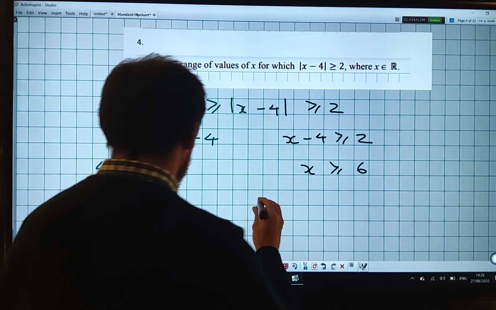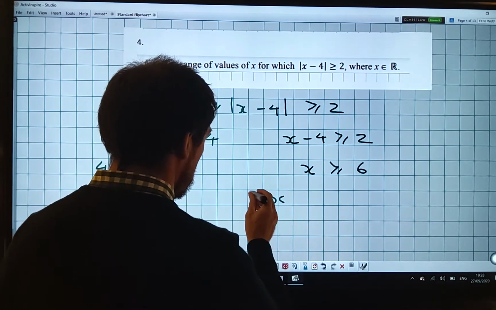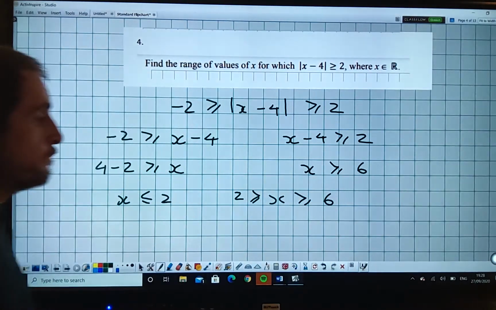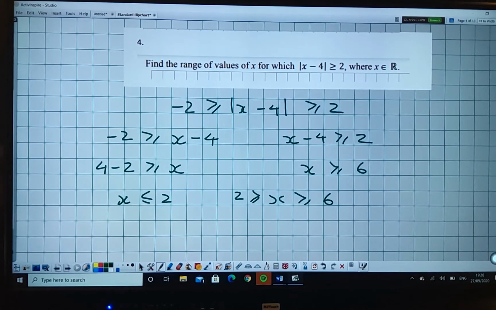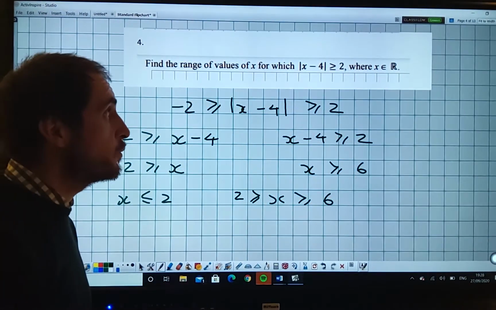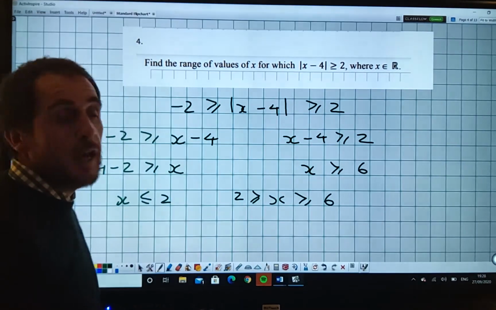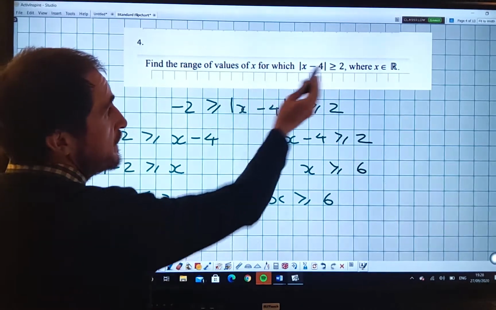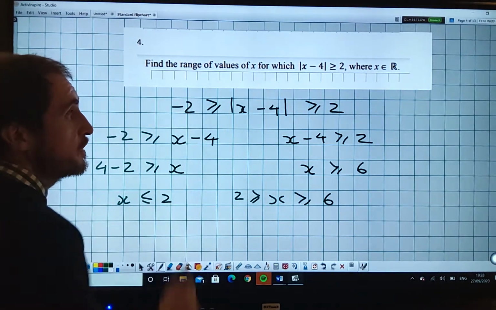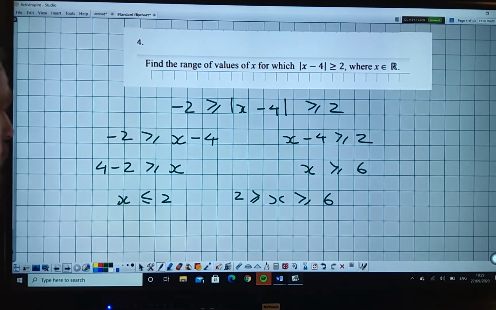So basically, your answer then is just going to be this. Your x is less than or equal to 2, greater or equal than 6. And that's how you write it out. So the answers that don't work are 3, 4, and 5. So it's important, but basically the trick to this one is making sure you write out the two inequalities. So when we're talking about absolute value, it's the opposite sign and the opposite inequality. Okay.